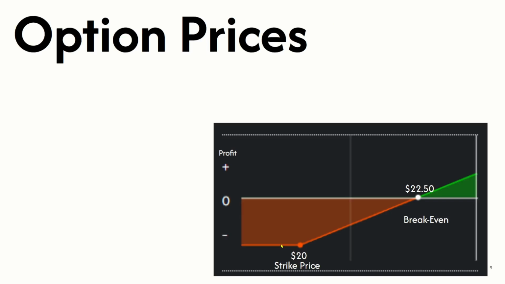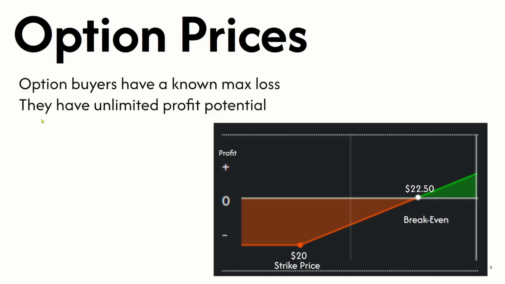Let's talk more about option prices. So the option buyers, they have a known max loss. They're going into the agreement, so they know what their maximum loss is going to be. They have unlimited profit potential. This is one of the reasons they're paying for the option in the first place. They want to have a known max loss, and they want to have an unlimited profit potential. So they're willing to pay the option premium, that option price, up front for it.